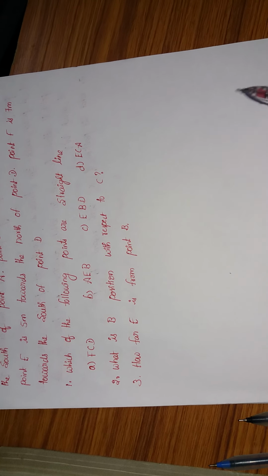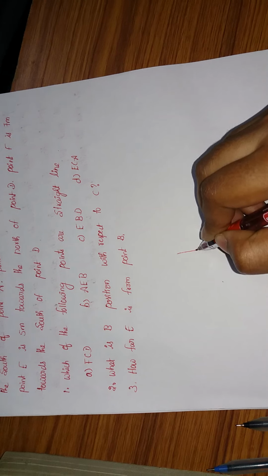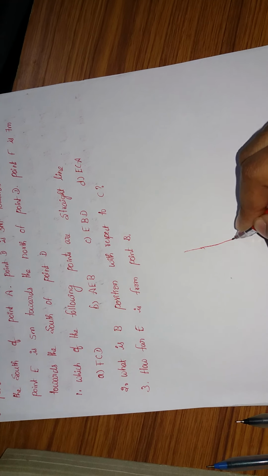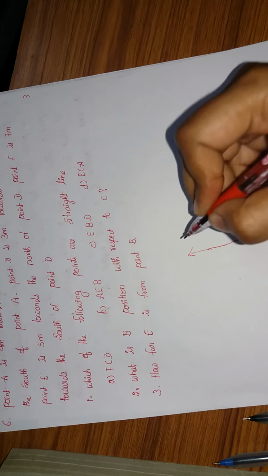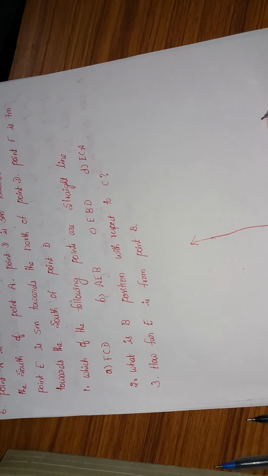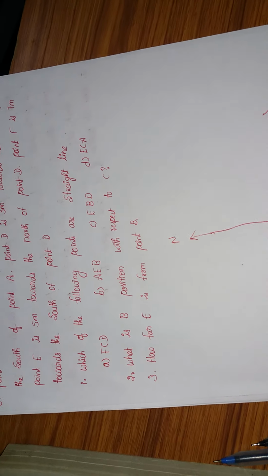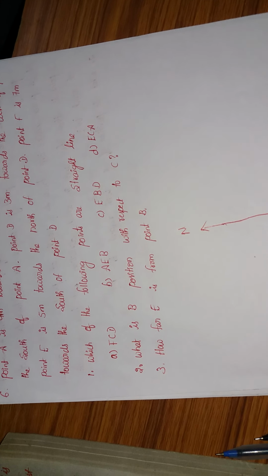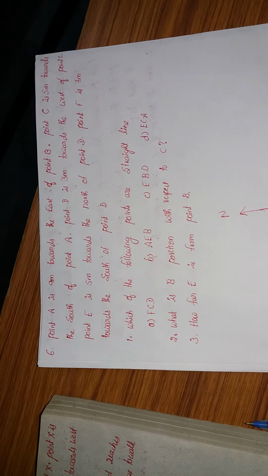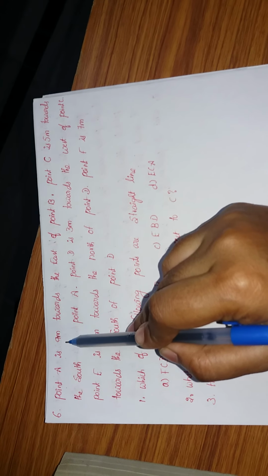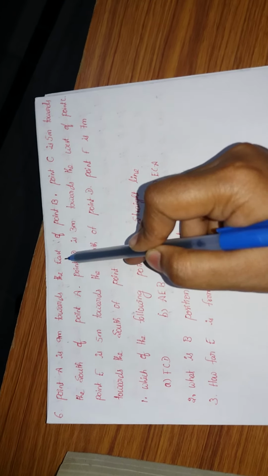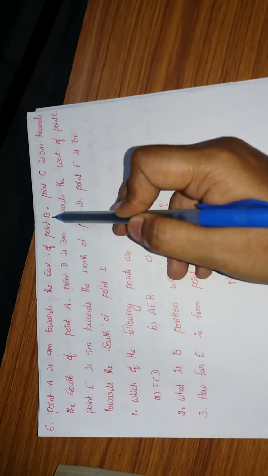The question seems to be very lengthy, but when we solve it, it becomes very easy. First, initially, we have to draw the directions: north, south, east and then west. First point: point A is 9 meters towards east of point B.